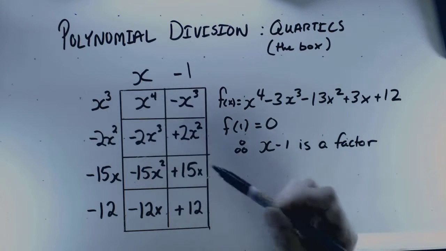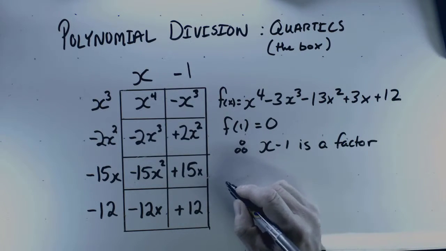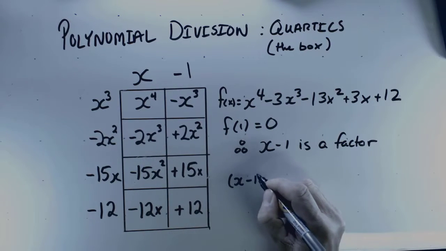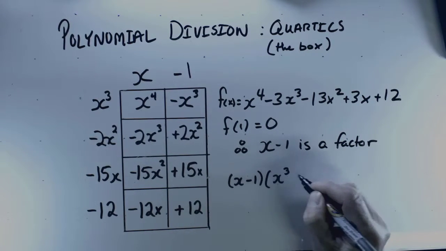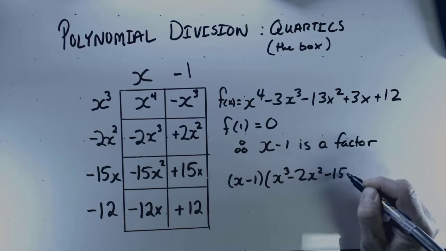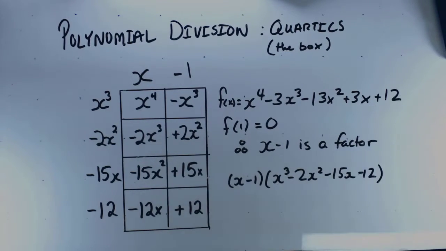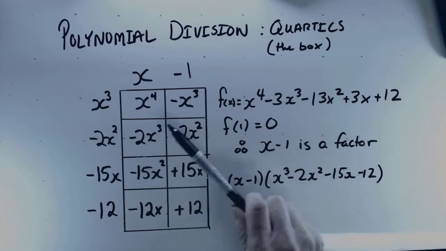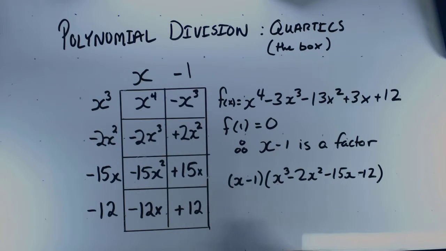And so the factored form is going to be x minus 1 times x cubed minus 2x squared minus 15x minus 12. Now, from what I can tell, if this box method works better for you, and it works better for me for sure, you can use this instead of polynomial long division or synthetic division.